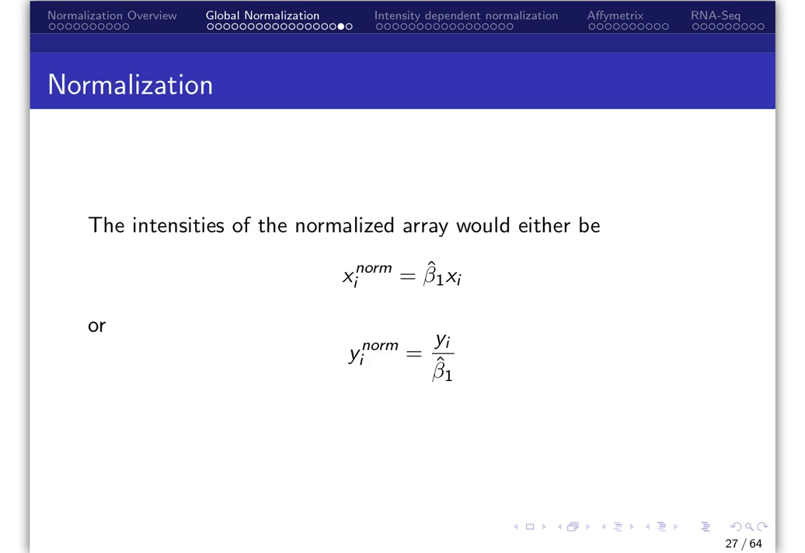Recall that for a custom spotted array, there are two channels. Ordinarily, we call them red and green, but to put them in the context of a linear regression model, we will call them x and y. After fitting a linear regression model without an intercept, the intensities for the normalized array would be given by either this first equation or this second equation. So only one channel's intensities are modified. Therefore, this global scaling method essentially simply shifts the distribution up or down without changing the shape of the distribution.